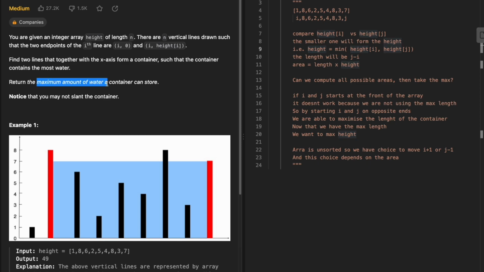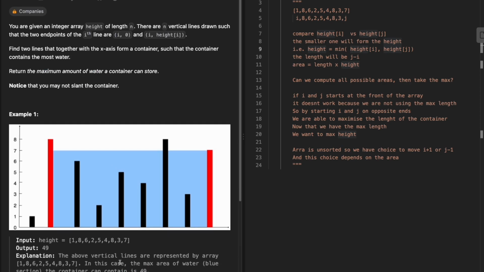You just want to return the maximum amount of water, right? 49, because this is 7 times 7, correct? Yep. And in this case we have indices 0, 1, 2, 3, 4, 5, 6, 7, 8. 8 minus 1 is 7, 7 times 7, correct? Yep.